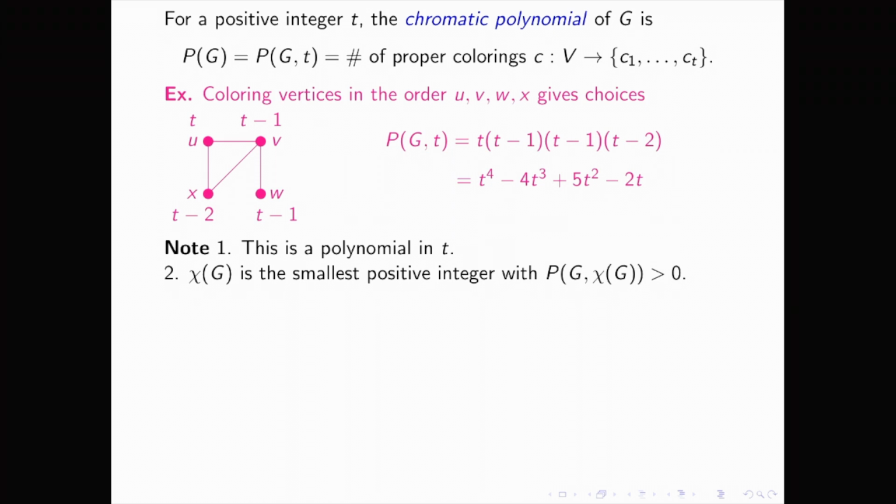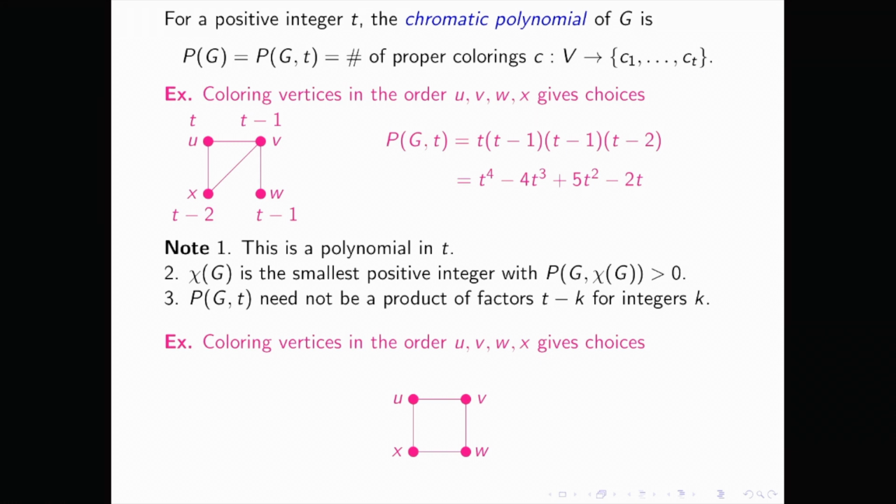The last thing I wanted to say is that this example is a little bit special because it's so small. It's not necessarily the case that P of G needs to factor over the integers, that it's a product of factors of the form T minus k for integers k. To see what can go wrong, let's look at this cycle. And we're going to color the cycle in exactly the way we did before, going around. So we start with U, there's T choices as before. Go to V, there's T minus one choices as before. We go to W, there's T minus one choices as before.